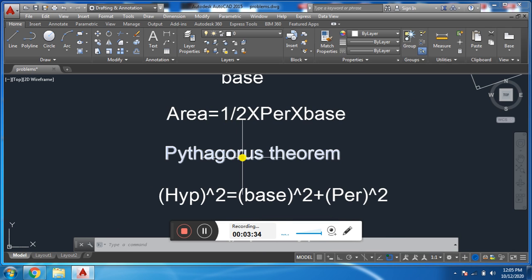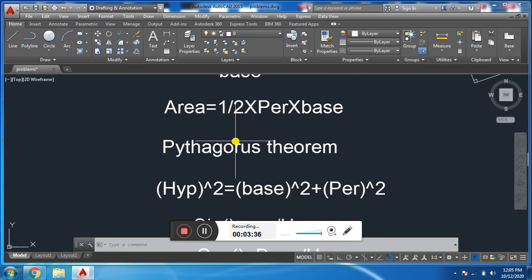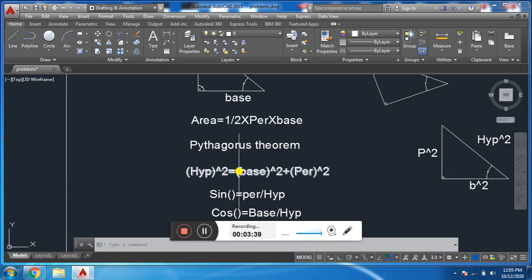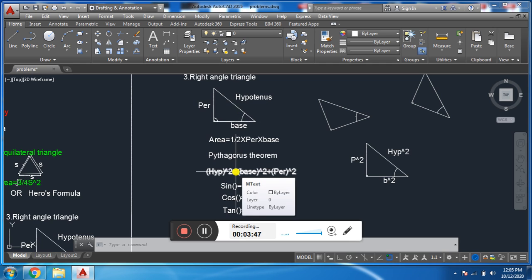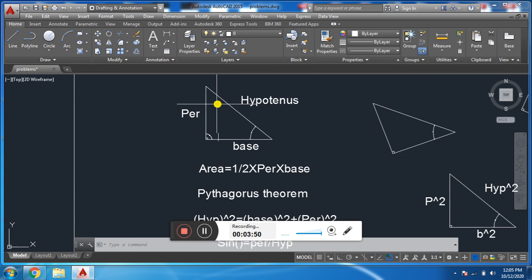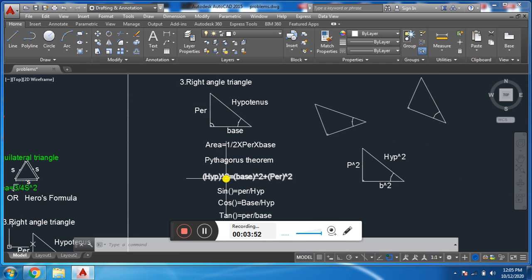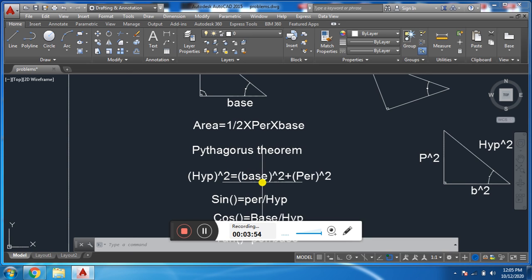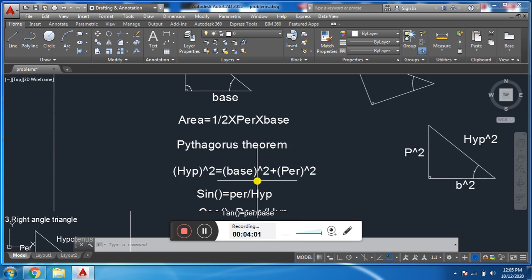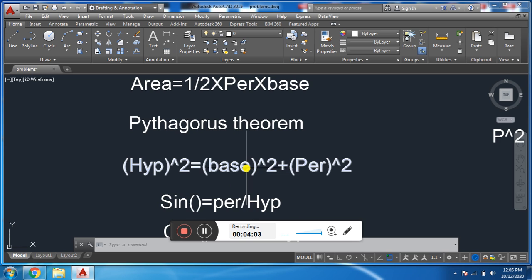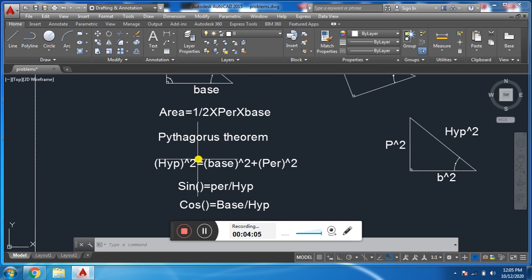Another important property is the Pythagoras theorem. Pythagoras theorem only applies to a right angle triangle. This is a very important point. We know that according to the Pythagoras theorem, hypotenuse square is equal to base square plus perpendicular square. This is hypotenuse, this is base, and this is perpendicular. This is the Pythagoras theorem, and it is only applicable to a right angle triangle.